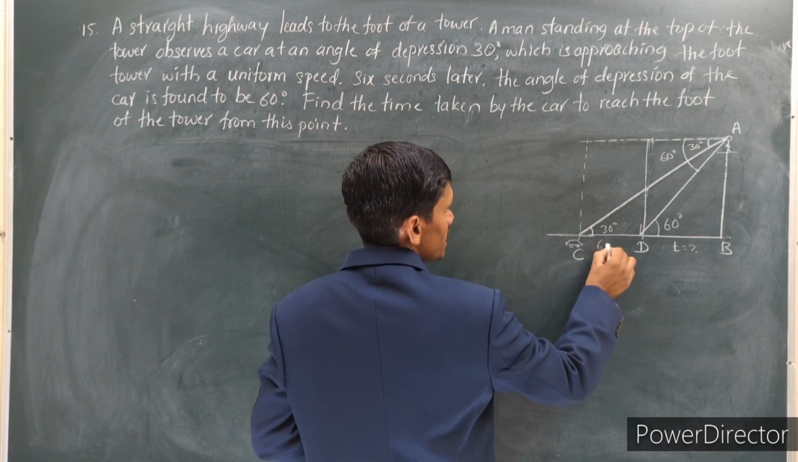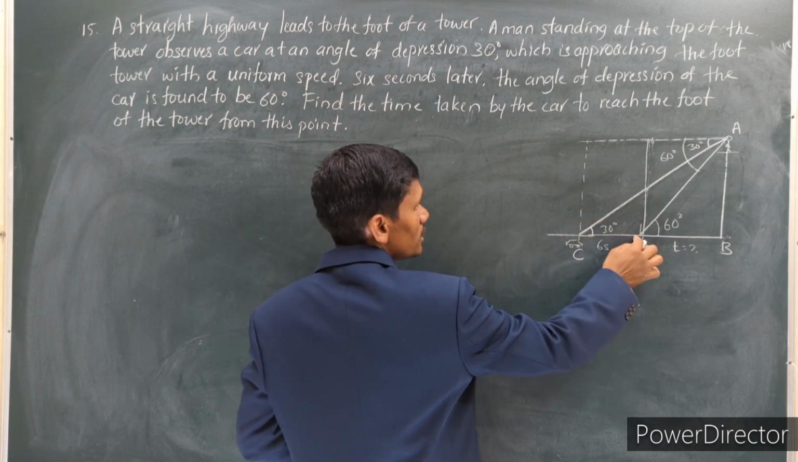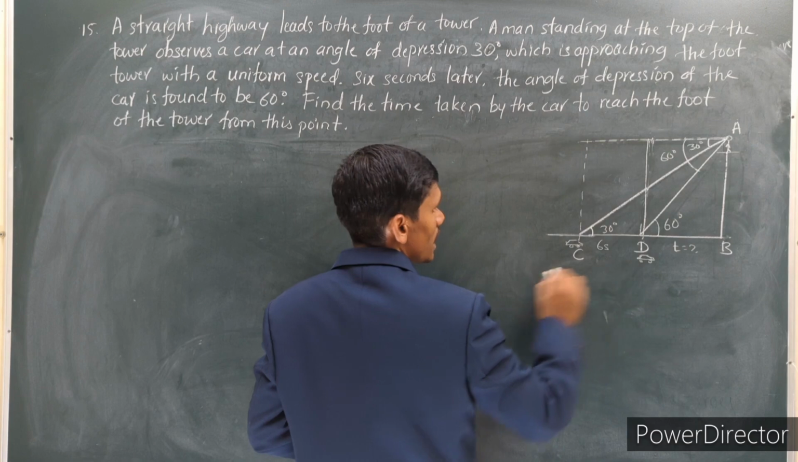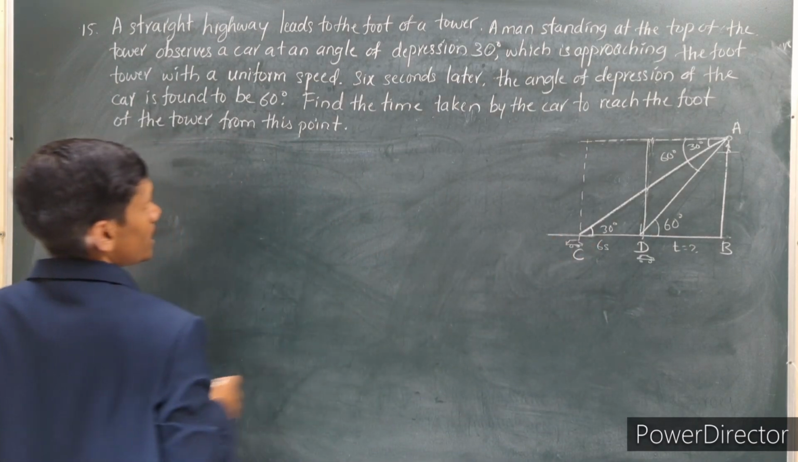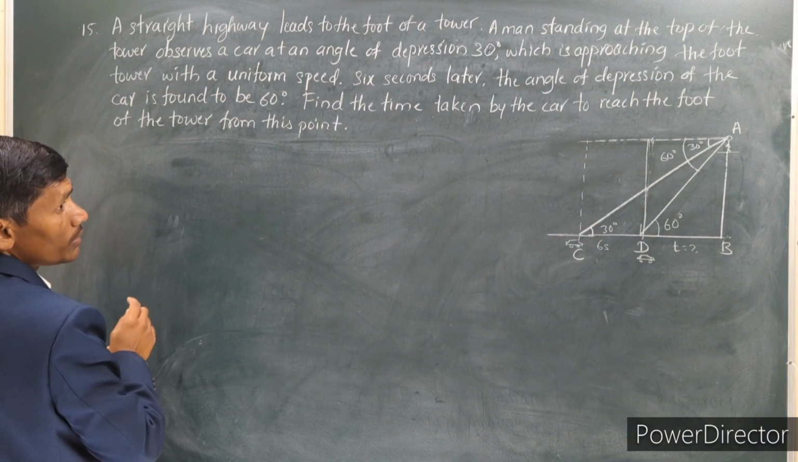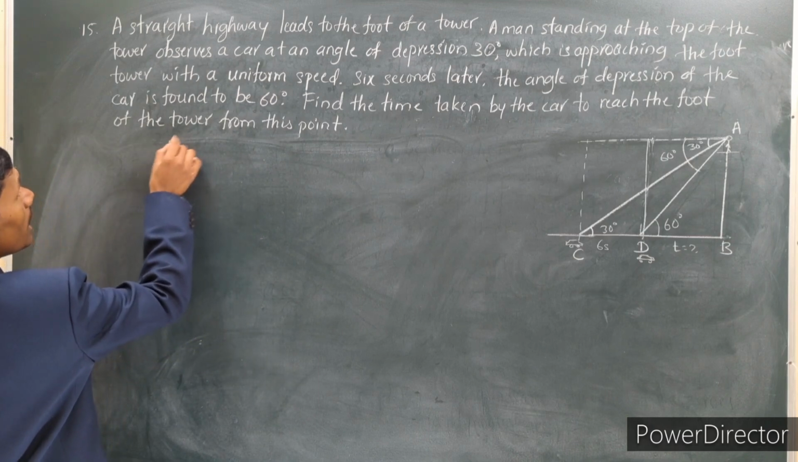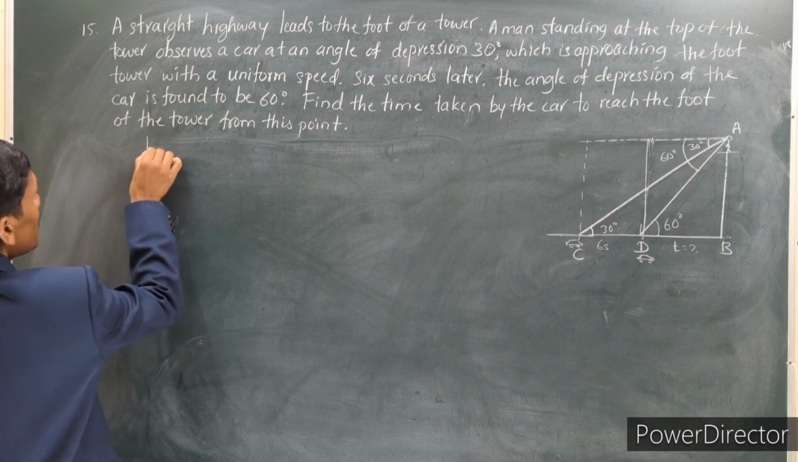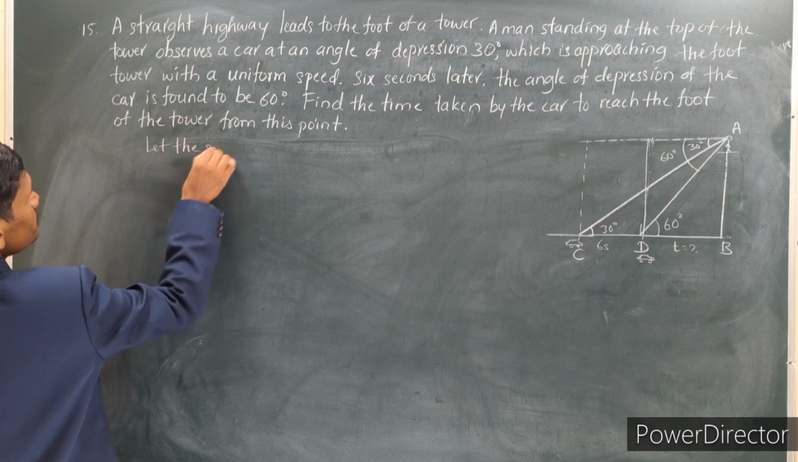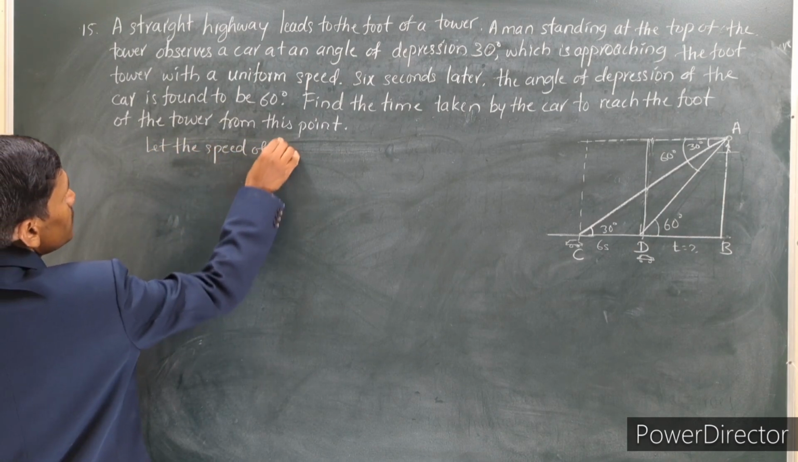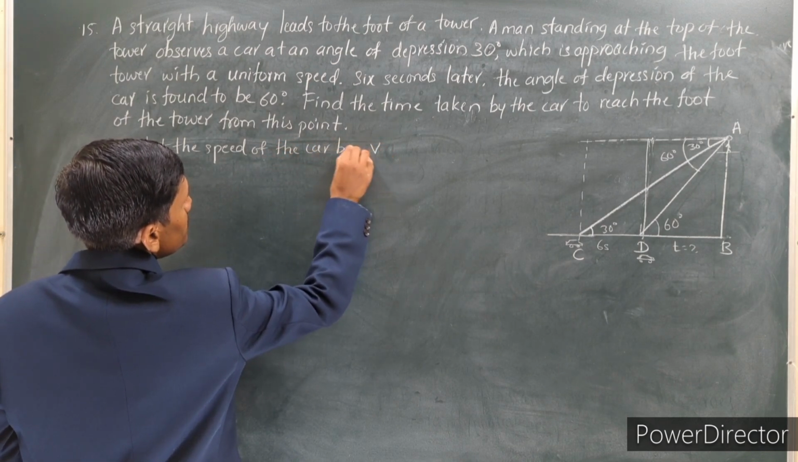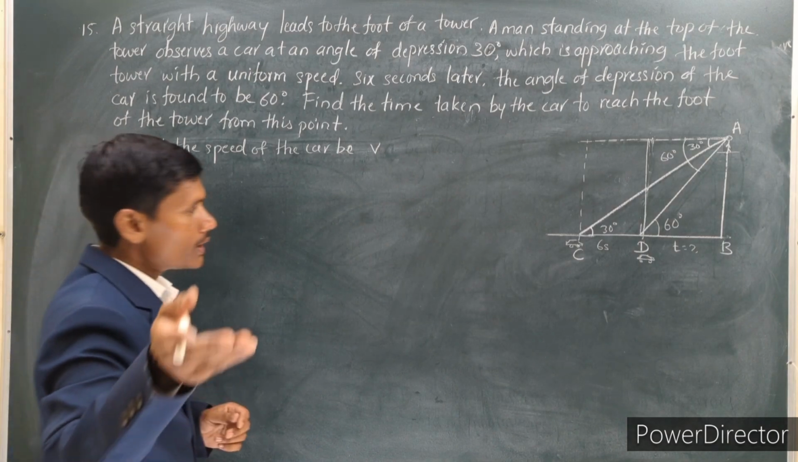Here it is 6 seconds. From here to here the car takes 6 seconds. Then we need to calculate the remaining time. Now let us take it one by one. First, what is given? The speed of the car is uniform. We don't know what it is, so let us take the speed of the car as V.